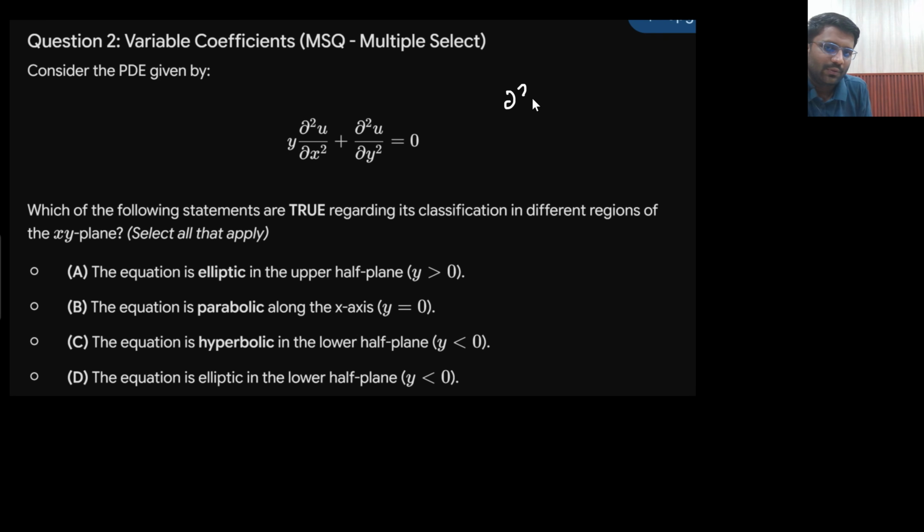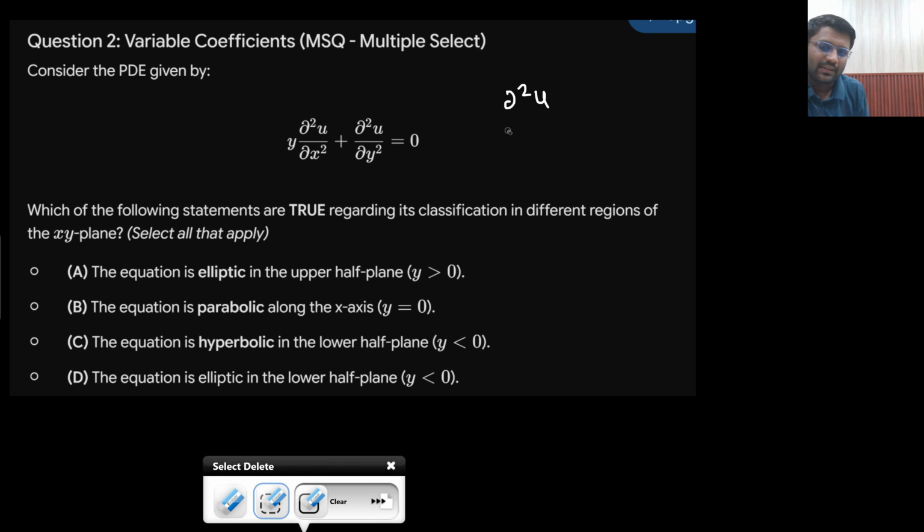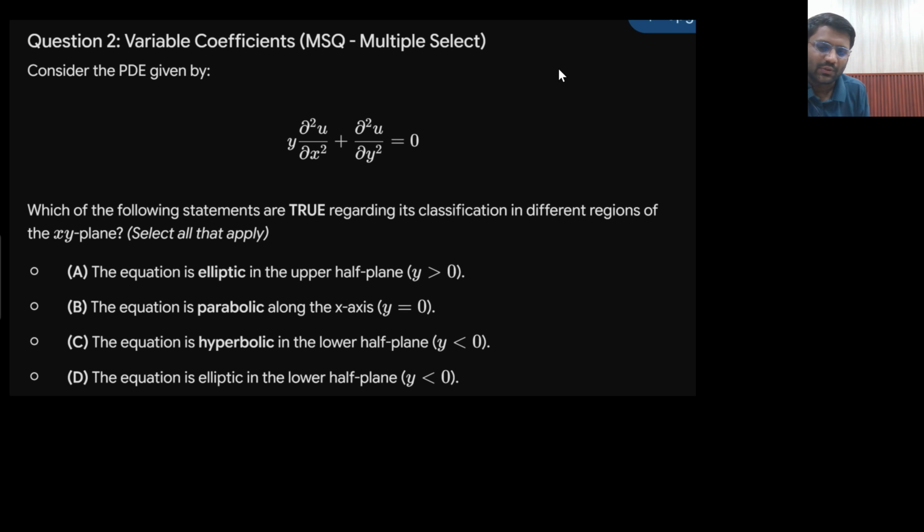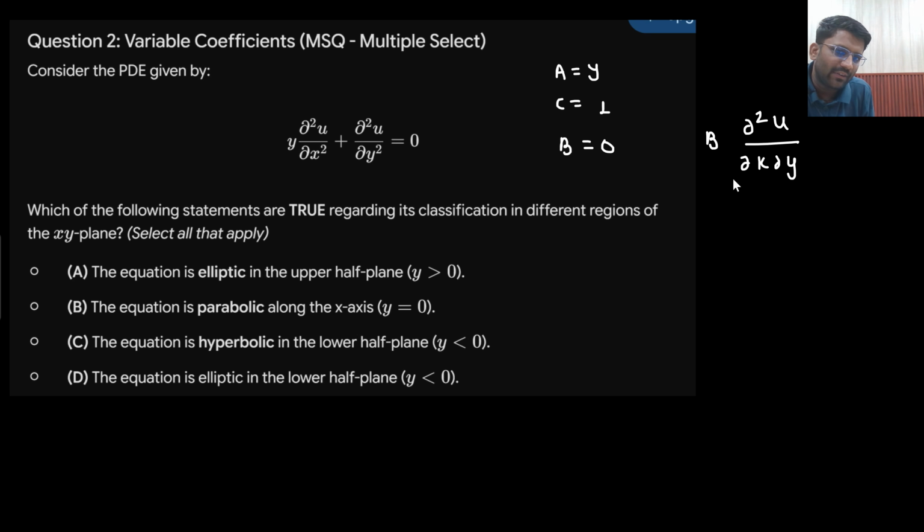Partial differentiation of u with respect to x. That means this value is a. So a is given as y. What is c? Sir, c is given as 1. Partial differentiation of u with respect to y, that is 1. Sir, what is the value of b? That is 0, no? Partial differentiation of u with respect to x and y. Sir, this term is not even given here. This term is not even present. What does that mean? That means b is 0. If this term is not present, that means b is 0.